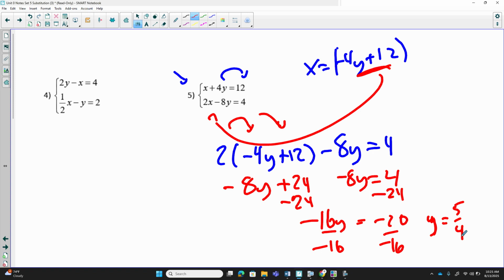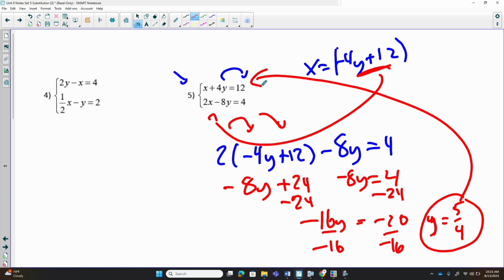Whoop, whoop. You like that, Peyton? What are you going to do with that one? Yeah, you want to plug it back in. So we're going to plug that one back in to that equation right there. Makes no difference which one.